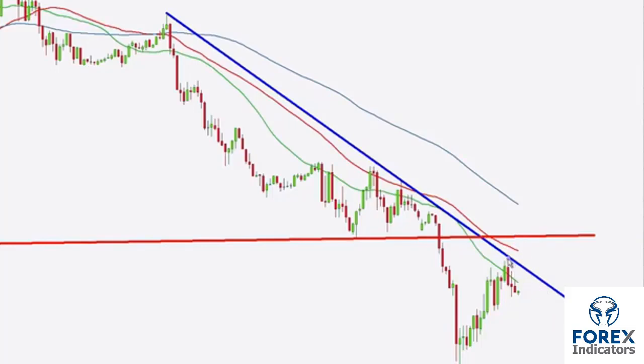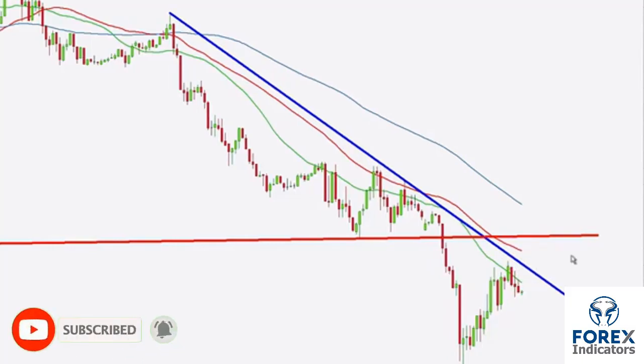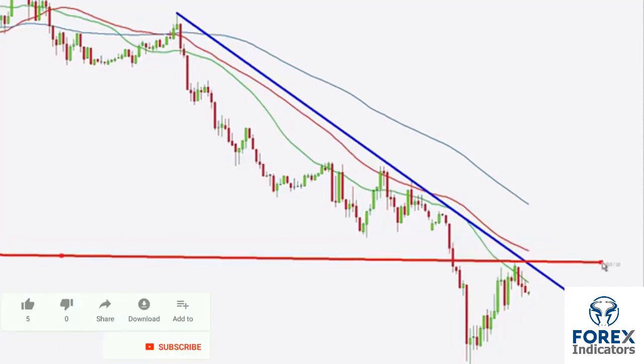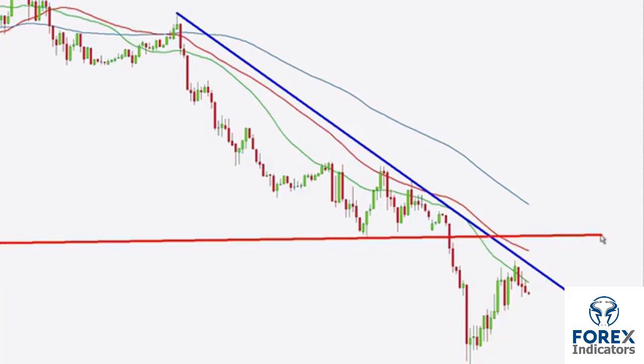Now, as you can see, those two lines don't come together. In order to come together at that area, the dynamic area of support and resistance, this line should come somewhere around there. That would be a very powerful confluence: the dynamic area of support and resistance, the trend line, the counter trend line. This time around, it's not a valid example, because they don't come together.